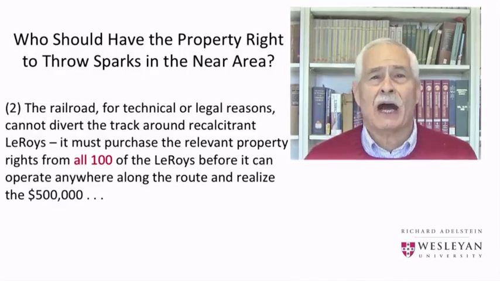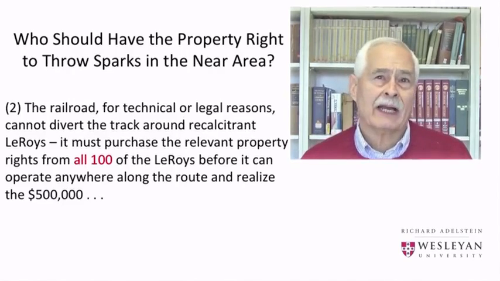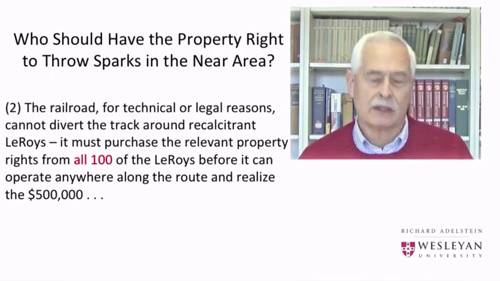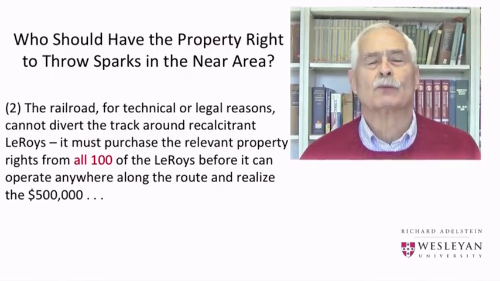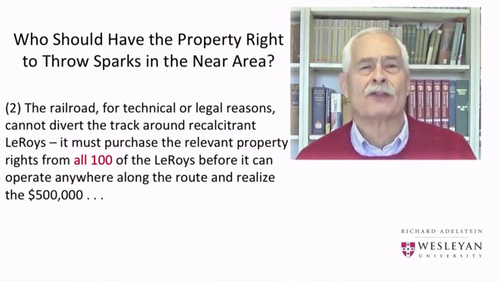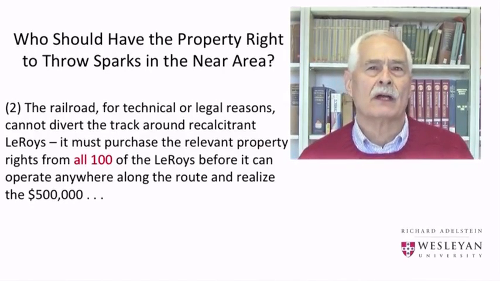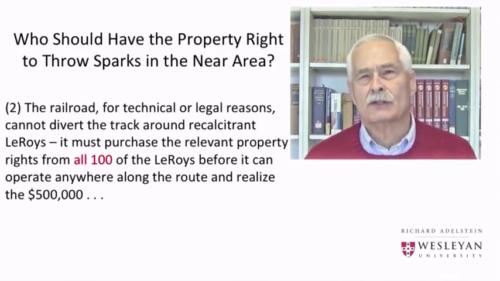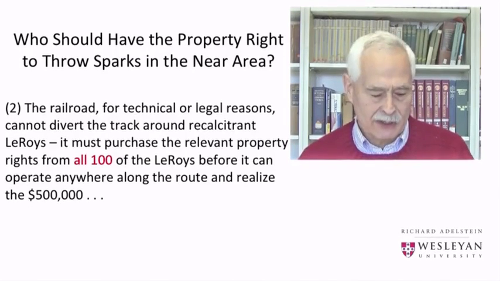Let's assume, either for legal reasons or for technical reasons, that the railroad cannot divert its track around individual recalcitrant LeRoy companies. That is, if one LeRoy company fails to come to terms, the railroad has no option to simply avoid that LeRoy company's yard after having come to terms with all of the other LeRoys. We'll say either that the railroad has no technical ability to do this, or for some reason or other there is some legal impediment to their doing this.